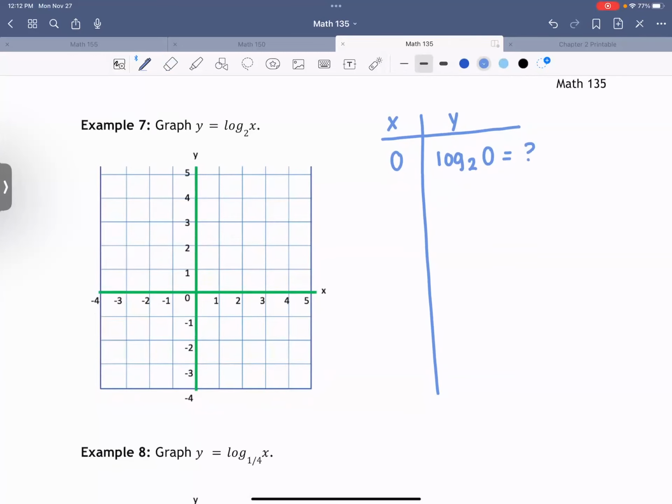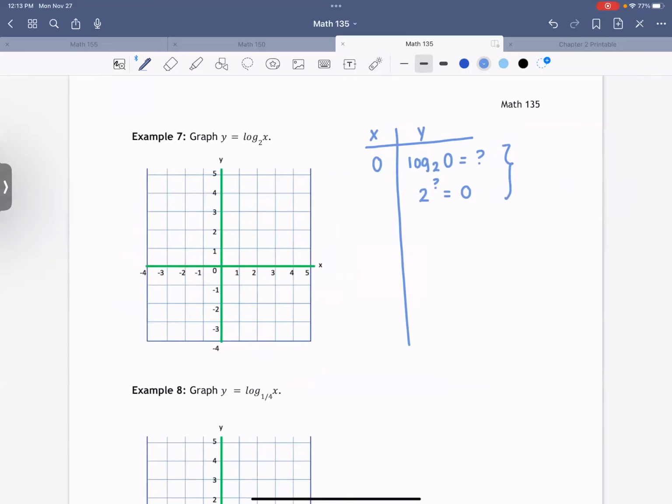2 to the what is 0? So if I were to write this in exponential form, this would be 2 to the question mark equals 0. What power of 2 equals 0? Well, 2 to the 0 power is 1, right? So it can't be 0. 2 to the 1/2 would be the square root of 2.